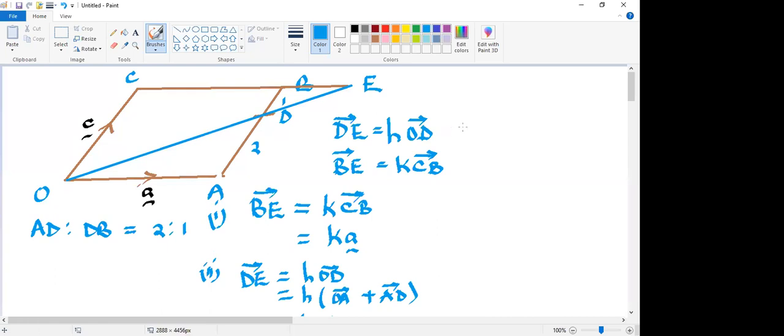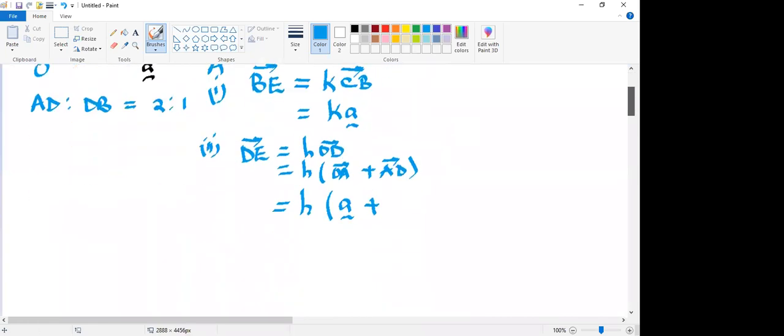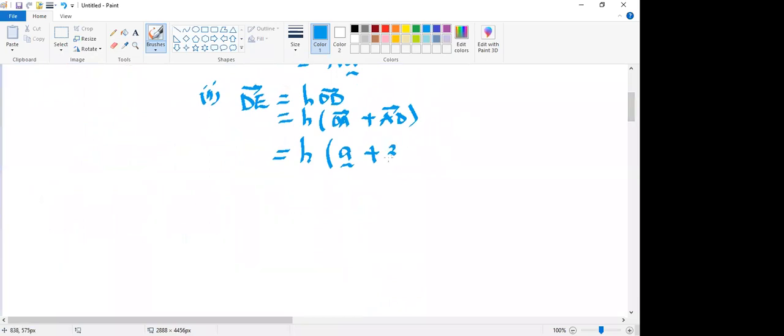And the total ratio is 3, so we get 2 out of 3 of C, because AD is in the direction of C. Very good. That is it. Thank you very much, Alan. So in terms of scalar H, vectors A and C, the vector DE is equal to H into A plus 2/3 C.